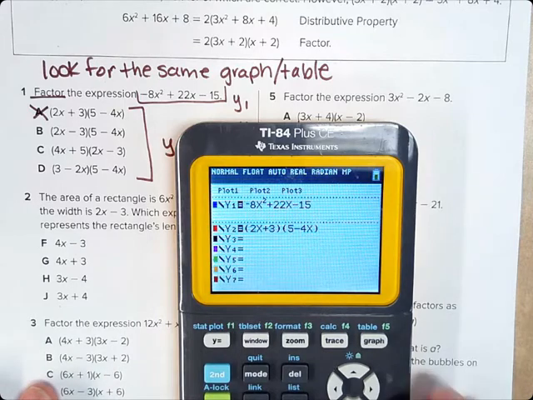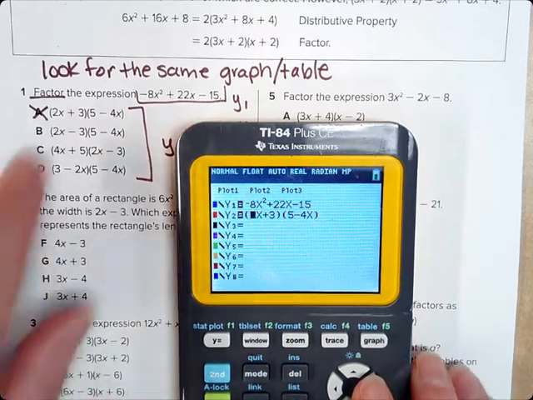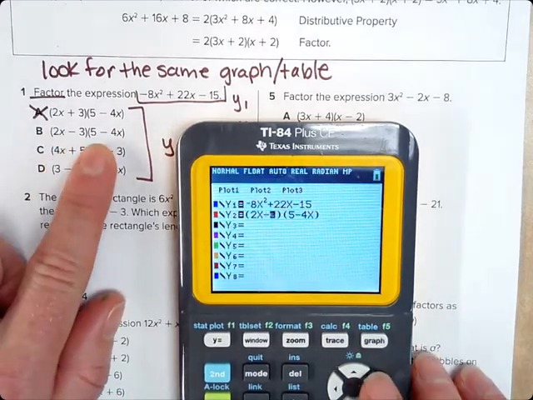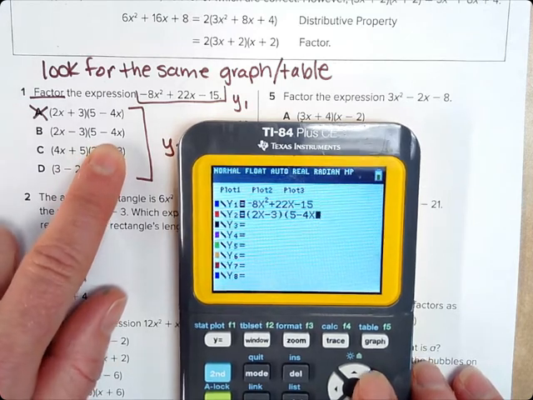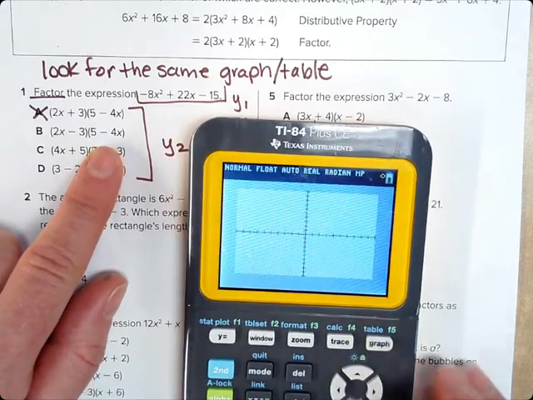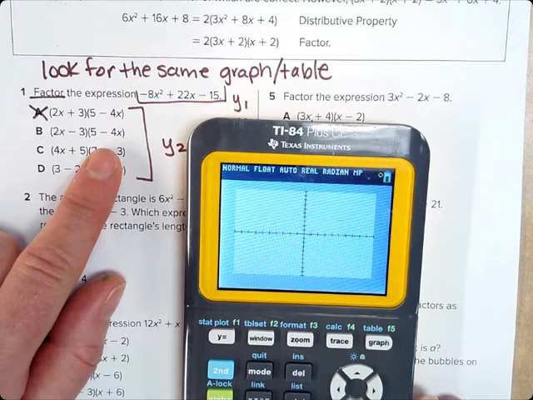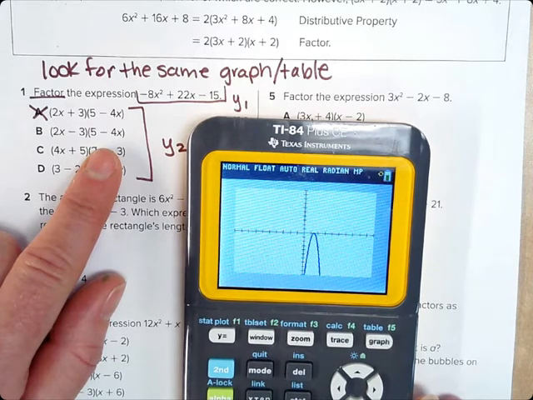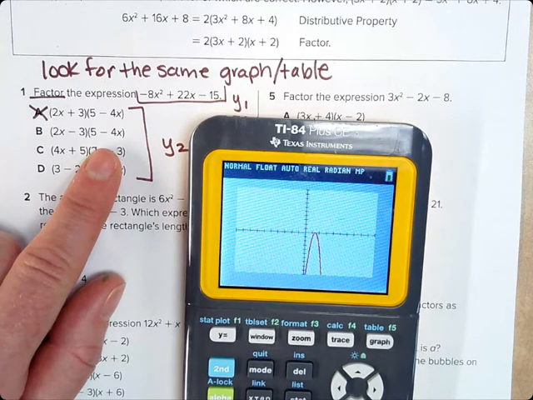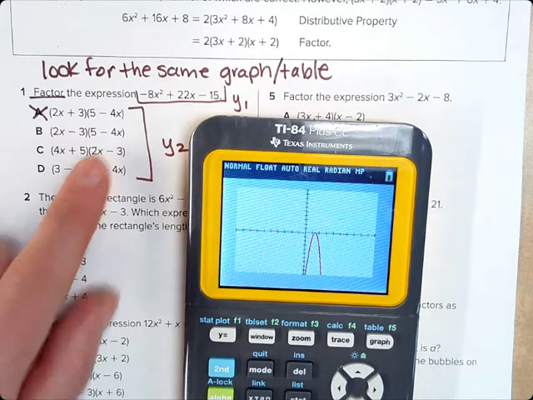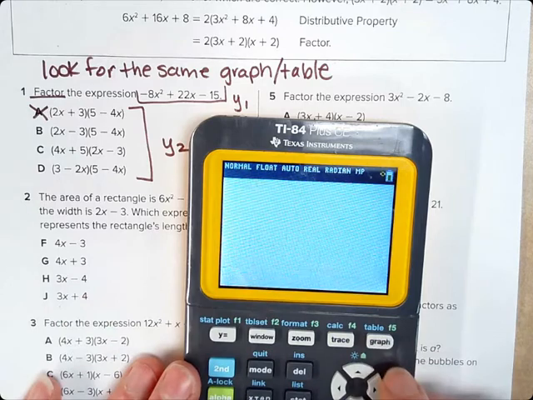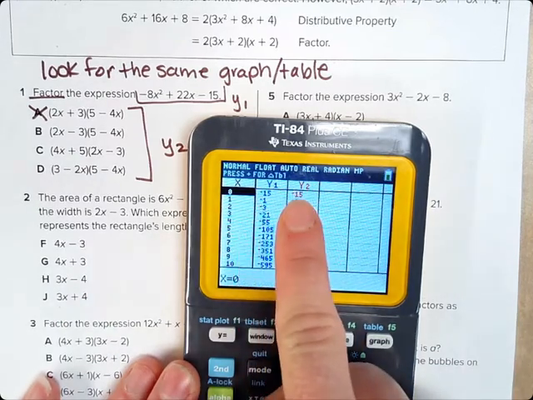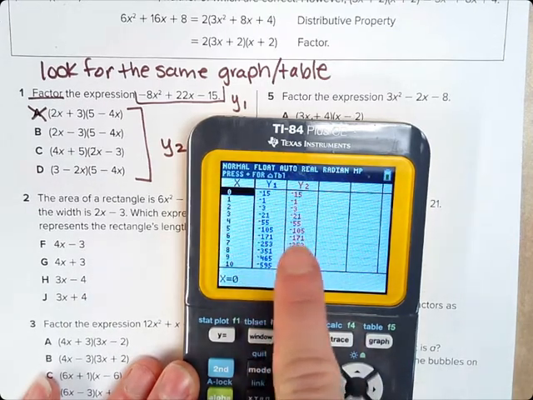So now go back and change it. 2x minus 3, 5 minus 4x is the same. Go to graph. Oh, so it graphed the blue one. Did you see the red go right over the top? That means that is the factor. You can also look at the table and see that your y1 and y2 are the exact same.